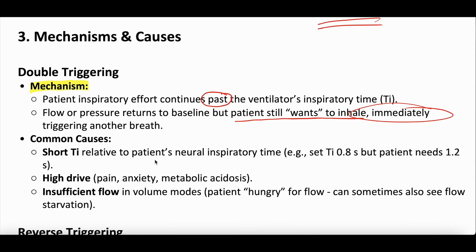Common causes here can be, the biggest one, high patient drive. All right, those patients are taking huge breaths. It might be pain, might be anxiety, it might be compensatory for metabolic acidosis. Other things can cause it too.